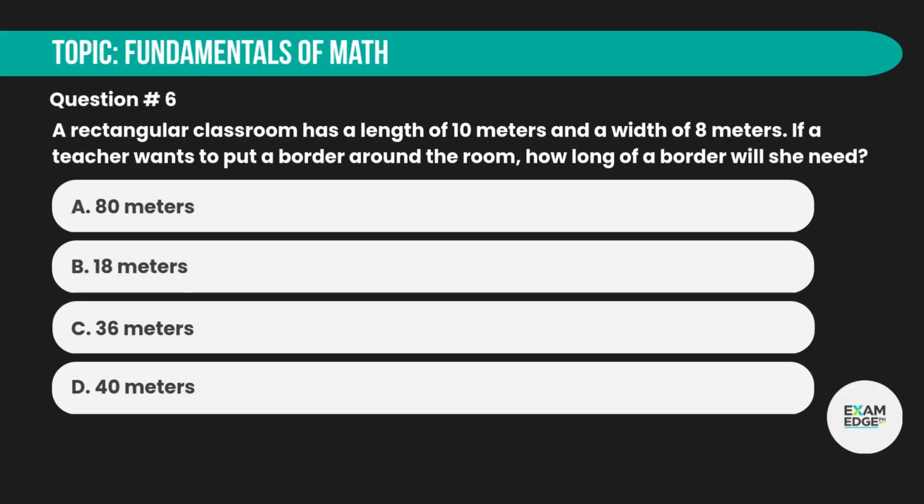Question number 6. A rectangular classroom has a length of 10 meters and a width of 8 meters. If a teacher wants to put a border around the room, how long of a border will she need? A. 80 meters. B. 18 meters. C. 36 meters. D. 40 meters. Correct answer. C. 36 meters.